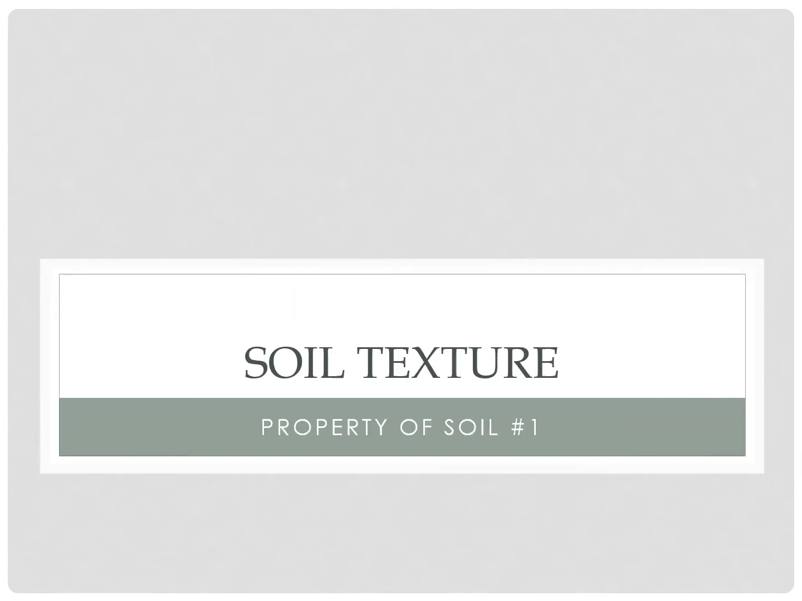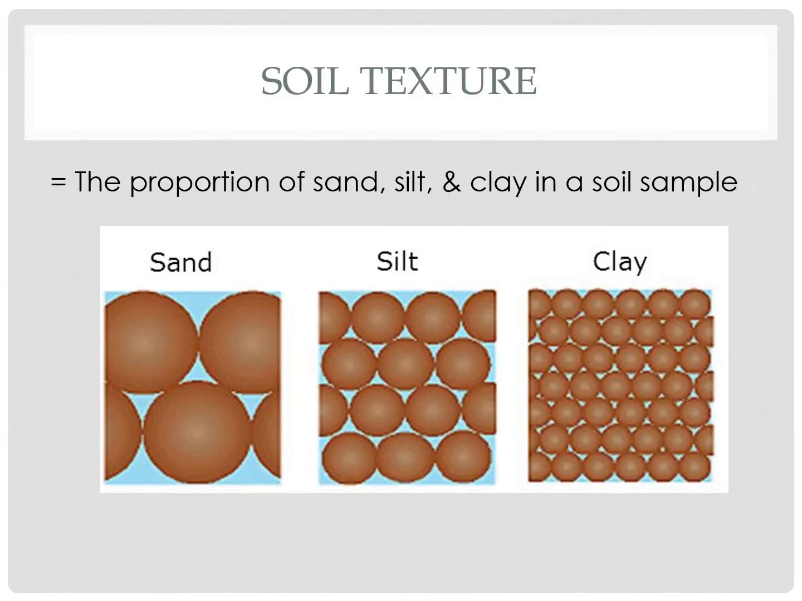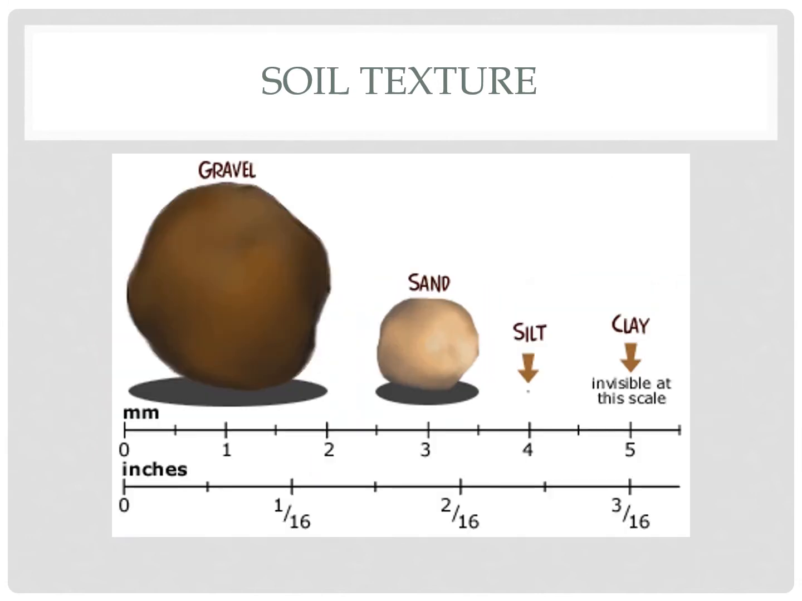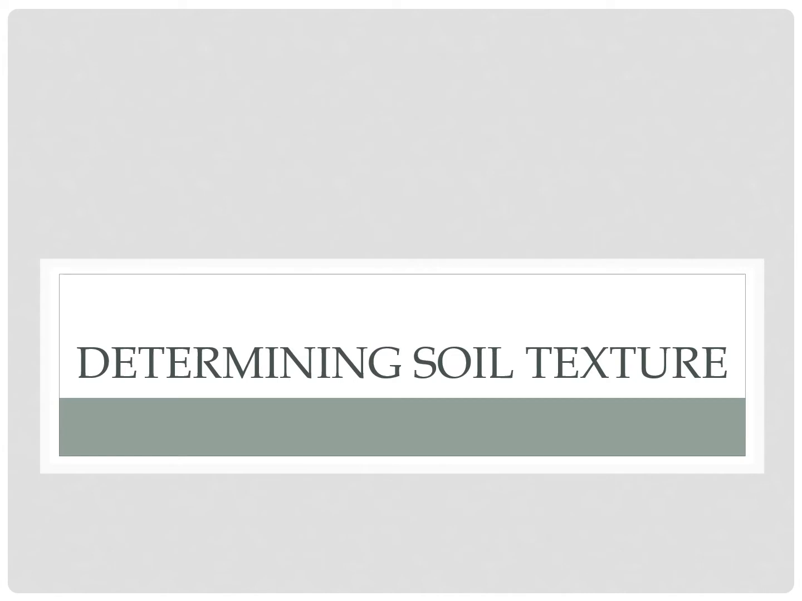So the first property of soil that we looked at was soil texture. And just as a reminder, soil texture is the proportion of sand, silt, and clay in a soil sample. Sand is the biggest particle size, followed by silt, and clay is the smallest. So this picture may show that a little better. They also include gravel, I think it's a little more familiar to you. But sand, biggest, silt's kind of in the middle, and clay is at the smaller end of things.